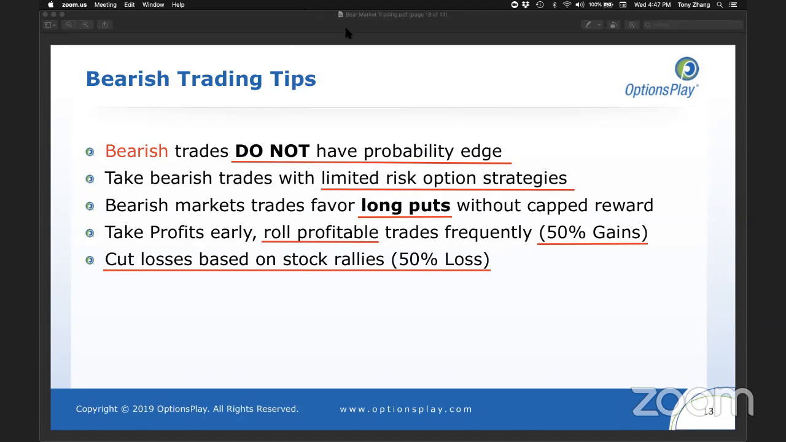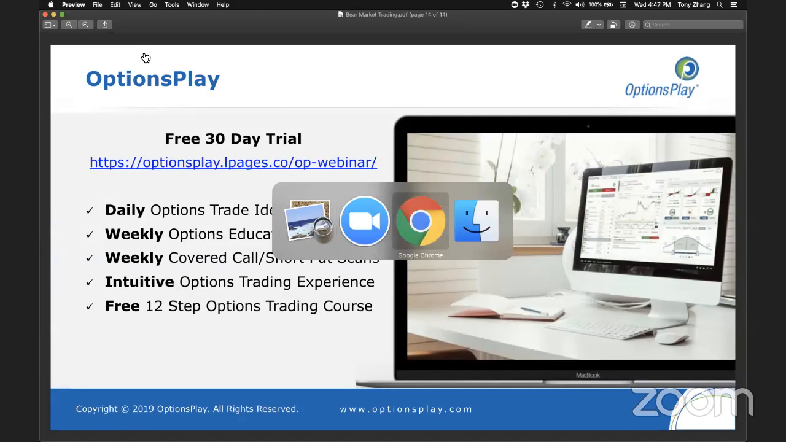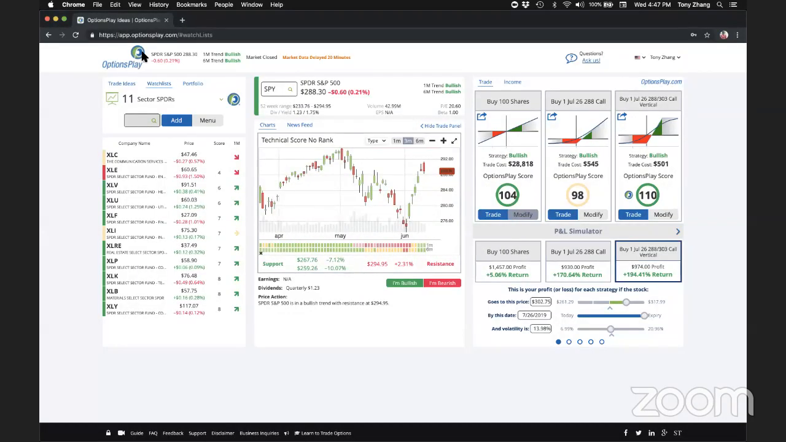So with that, what I want to do is jump over to Options Play, and show you some real examples of trading opportunities and how to look for them in the markets. So like I said, for those of you that are brand new to Options Play, welcome. This is the platform that you can get a 30-day free trial to.